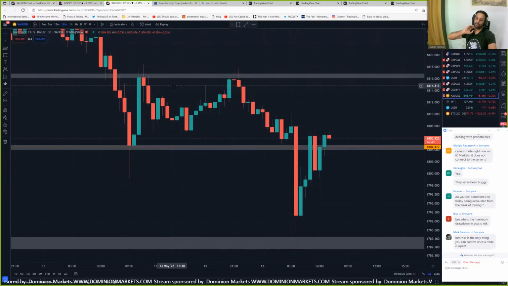What's the maximum pip drawdown you risk? I think you need to go through the database to answer that question. Yeah, go through the database.